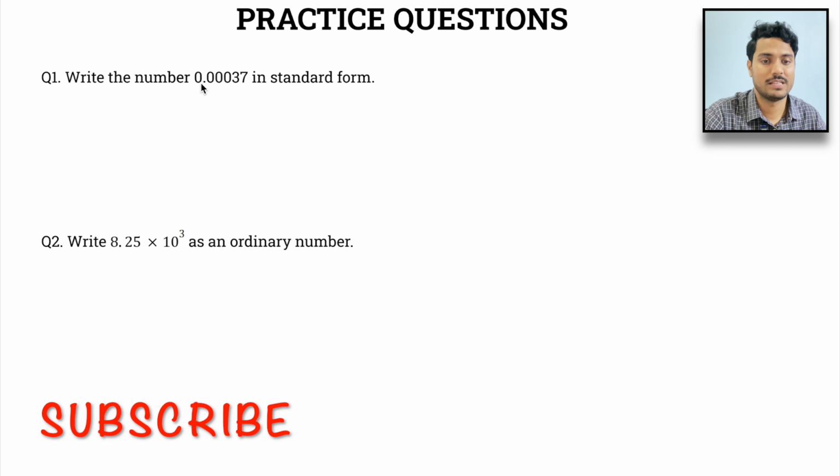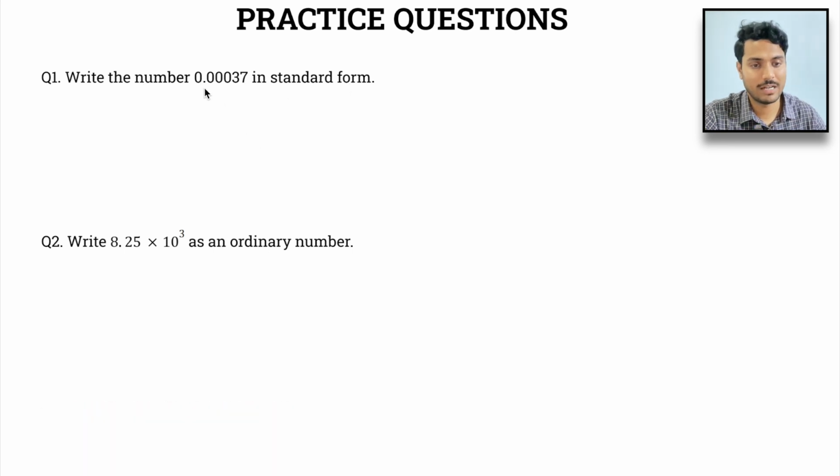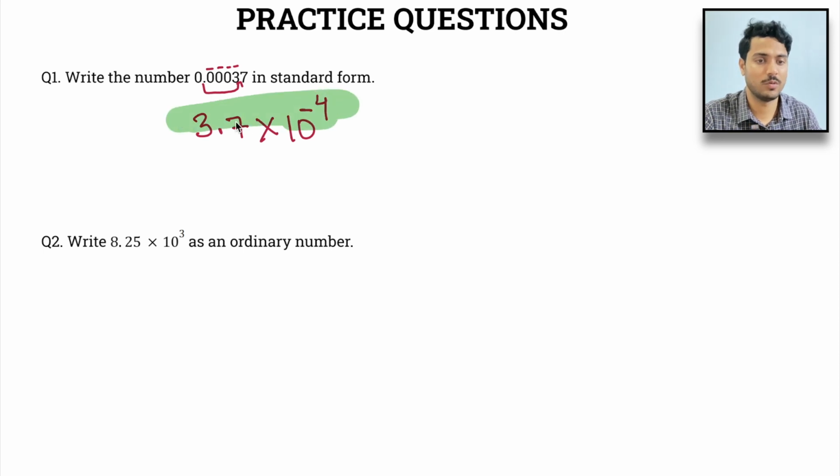Starting from question number 1, it says write the number 0.00037 in standard form. That means we'll shift this decimal point from here to between 3 and 7. So we can write it down as 3.7 multiplied by 10 raised to, how many digits are between this decimal point and this decimal point? 1, 2, 3, 4, and this is a very small number, so minus 4. So this will be the answer, 3.7 into 10 raised to minus 4.